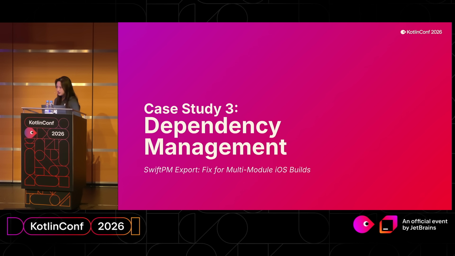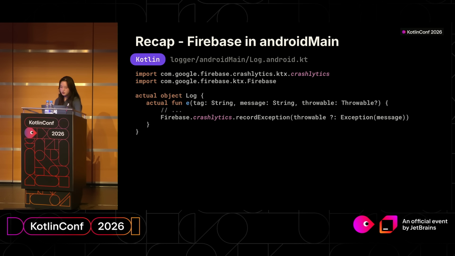And case study 3, dependency management. This is the architectural fix that let us keep our modules separated while solving binary isolation for good. Quick recap before we get to the new stuff.